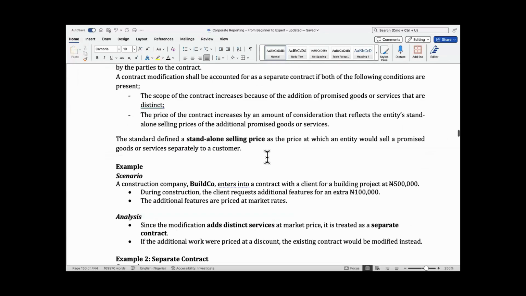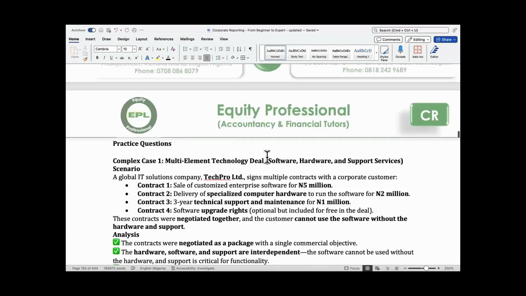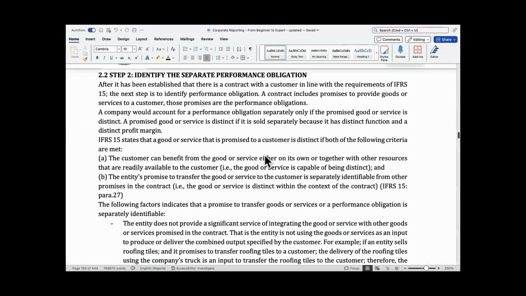Now, today, we're going to start from step 4.